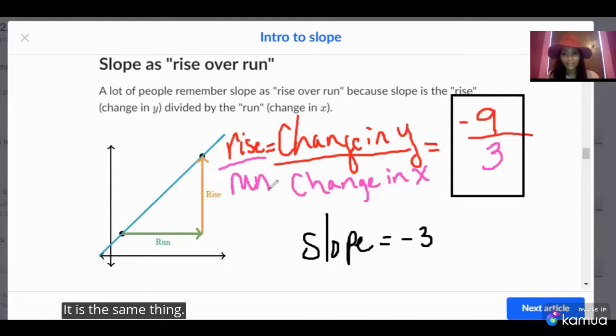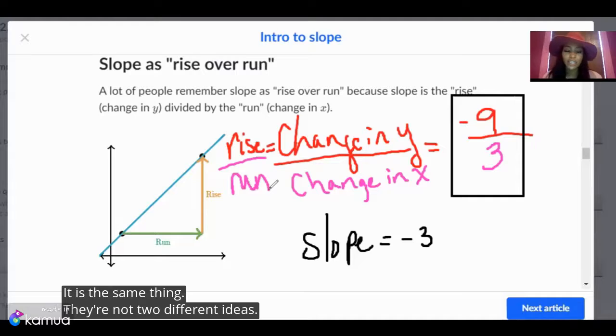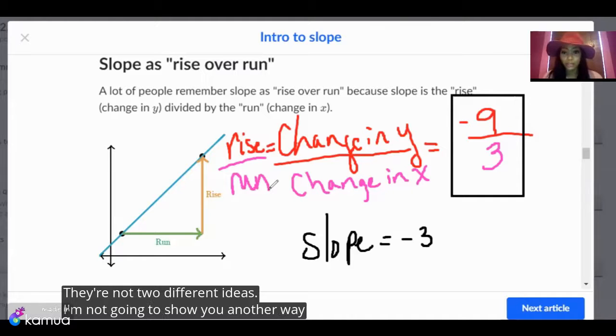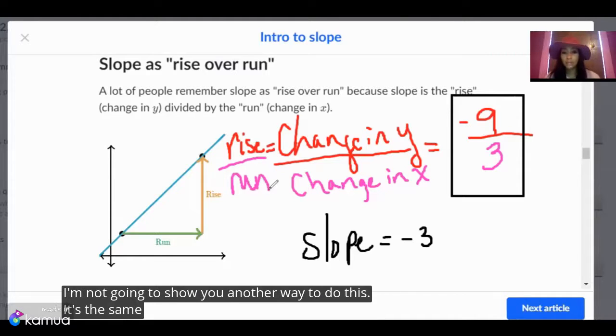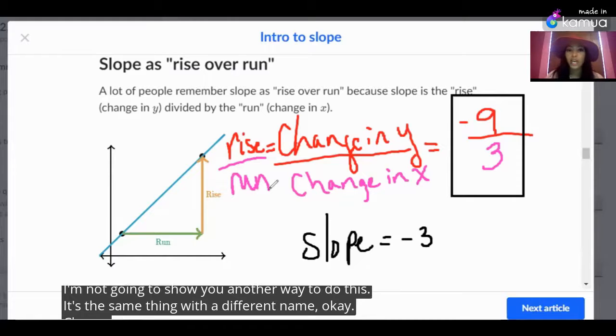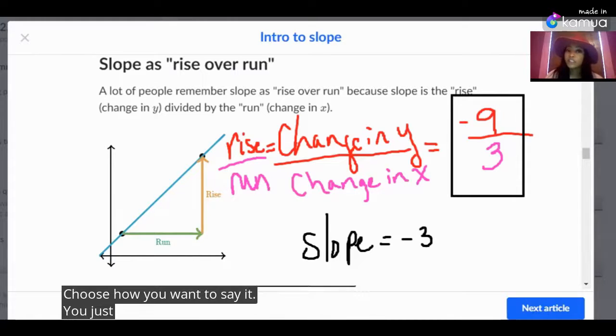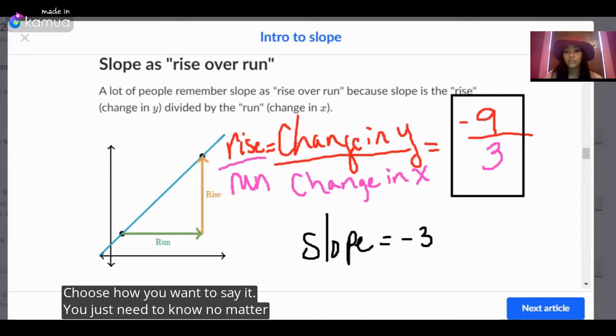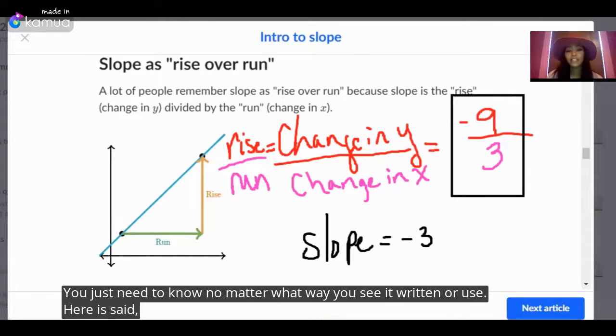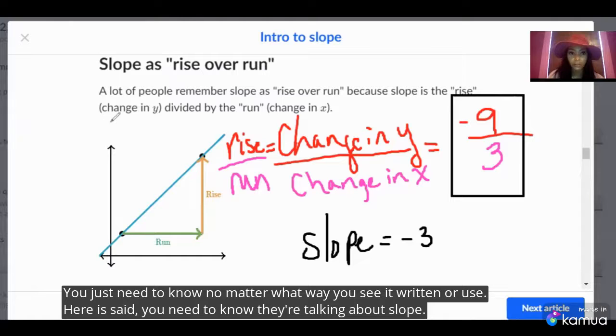It is the same thing. They're not two different ideas. I'm not going to show you another way to do this. It's the same thing with a different name. You can choose how you want to say it. You just need to know, no matter what way you see it written or you hear it said, they're talking about slope.